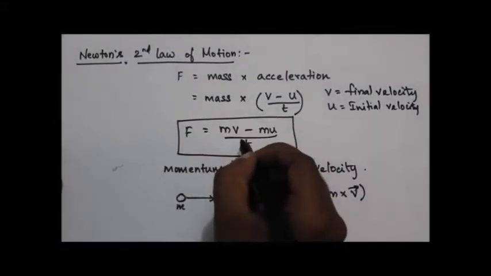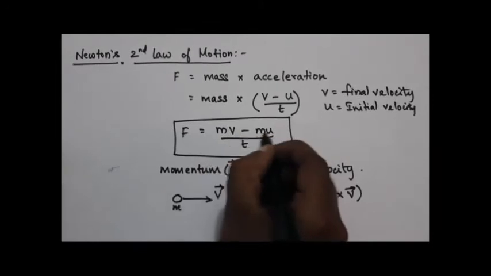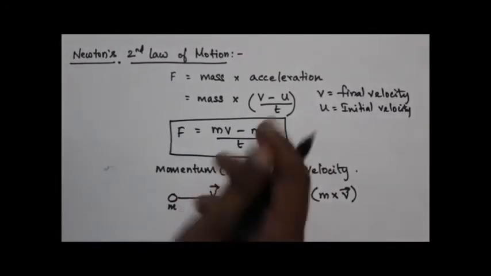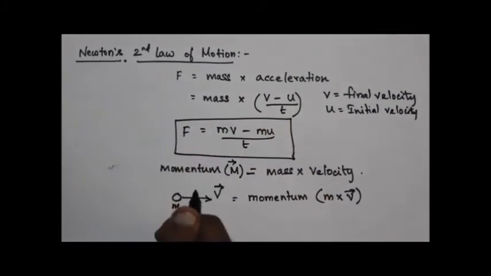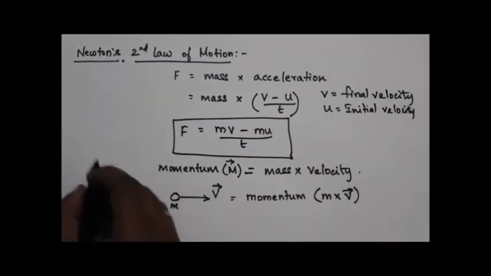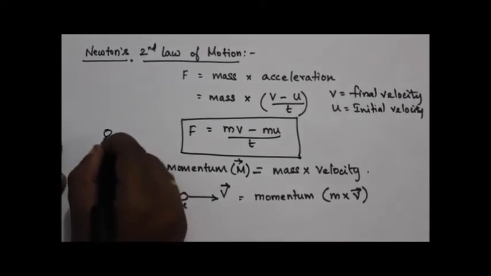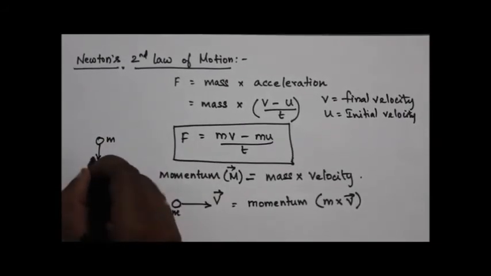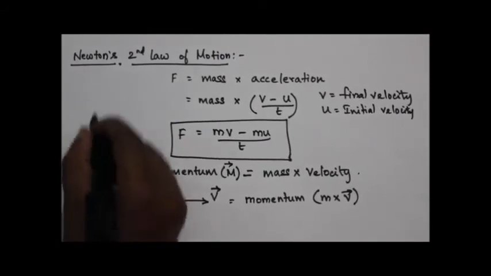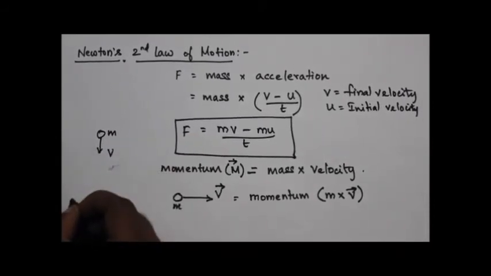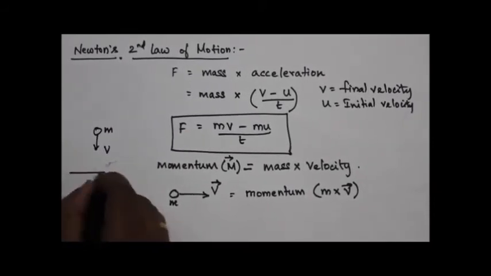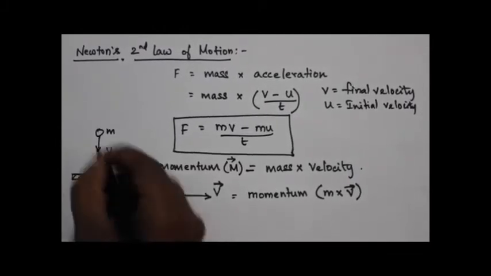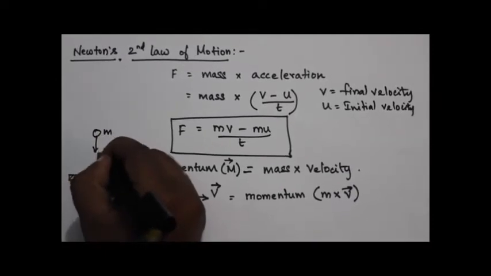So, force is defined as the change in momentum with respect to time. Now let's see a practical example of what this equation exactly says. If I have a ball with mass m, and this ball is dropped from a height where its velocity is v, and here I have a bat. Just assume that this is a bat, and this ball comes with a velocity v.